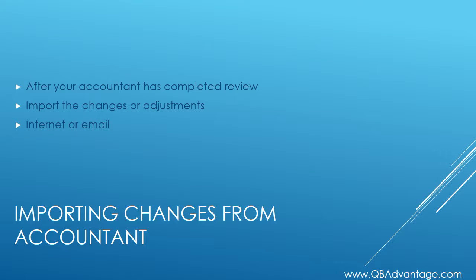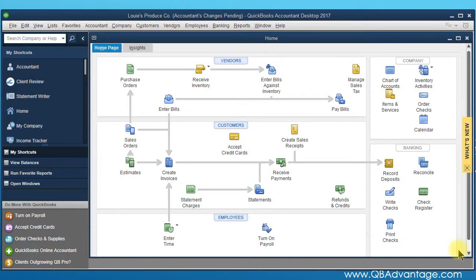So after your accountant has completed their review, you'll import the changes or adjustments. They'll send the file to you, either by internet or email, whichever they prefer or whichever you prefer. So I'm going to go back to my QuickBooks company. And now you should notice that whenever you have an accountant's copy that's pending or your accountant is currently working on, you'll see up here right after your company name that it says accountant's changes are pending.